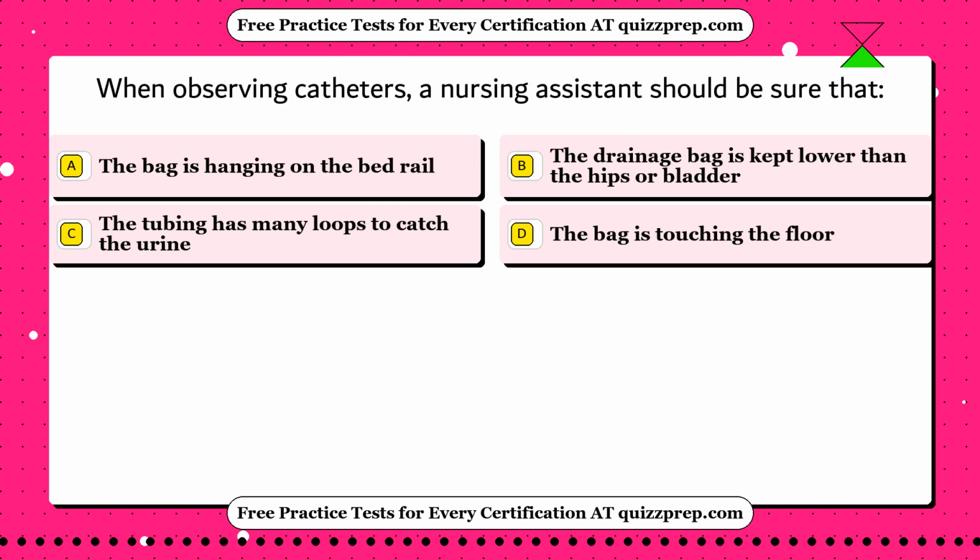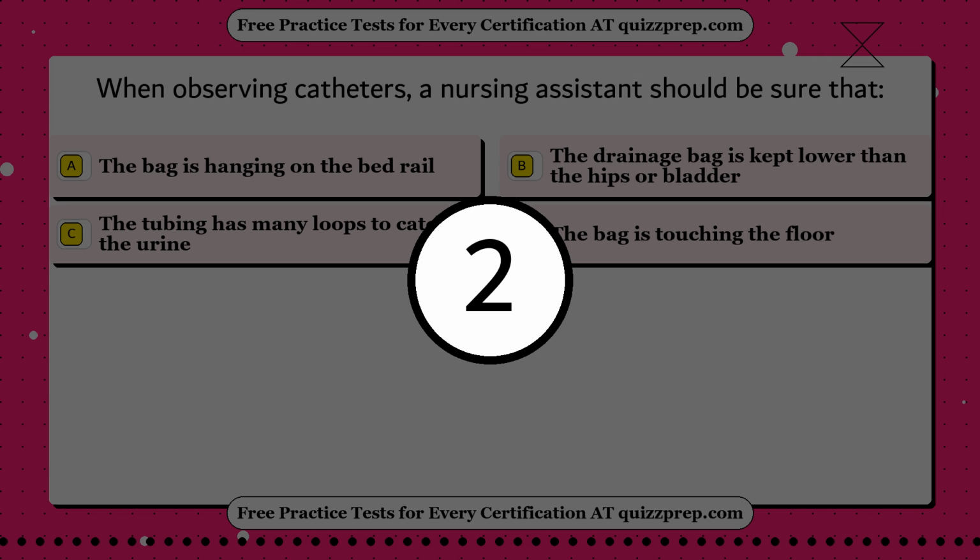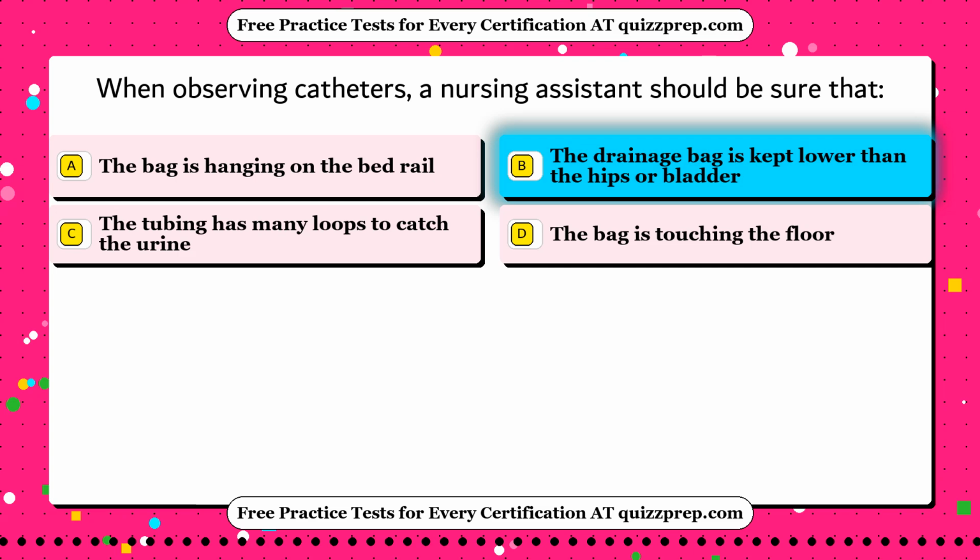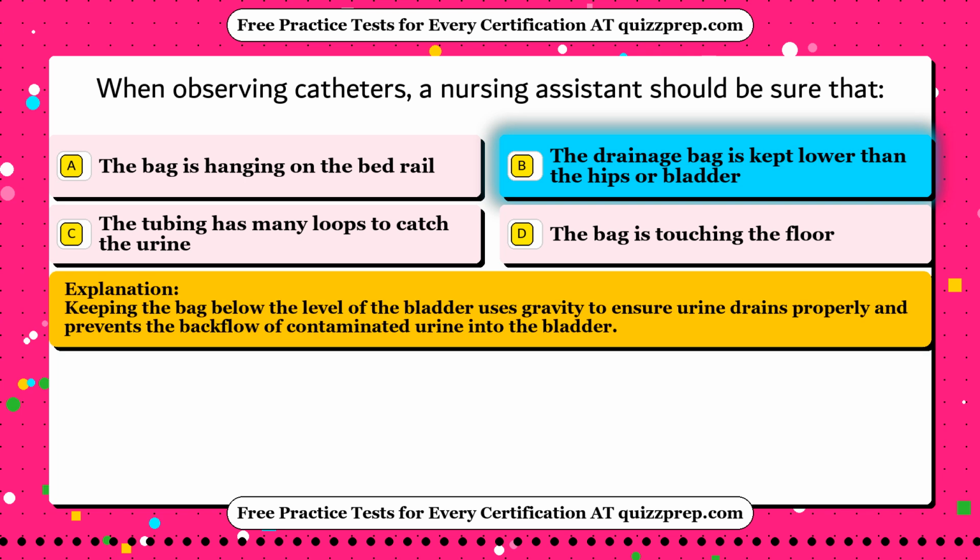Question 56. When observing catheters, a nursing assistant should be sure that: Option A, the bag is hanging on the bed rail. Option B, the drainage bag is kept lower than the hips or bladder. Option C, the tubing has many loops to catch the urine. Option D, the bag is touching the floor. The correct answer is option B, the drainage bag is kept lower than the hips or bladder. Keeping the bag below the level of the bladder uses gravity to ensure urine drains properly and prevents the backflow of contaminated urine into the bladder.